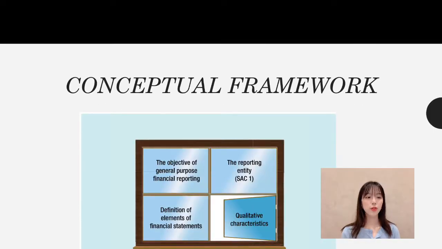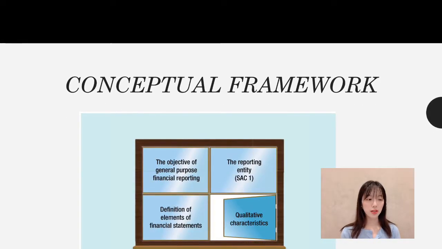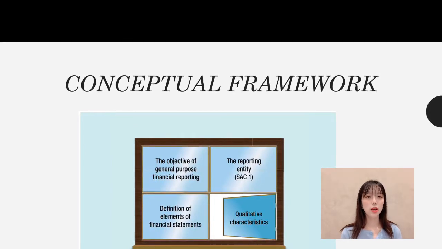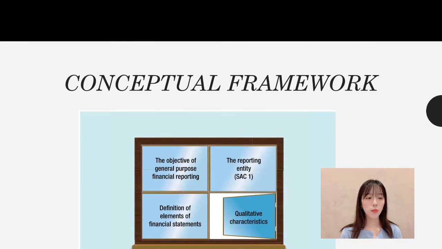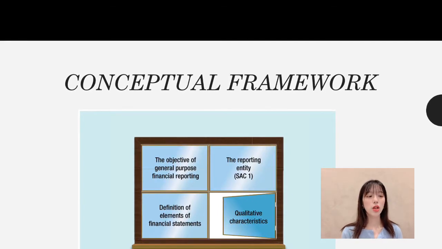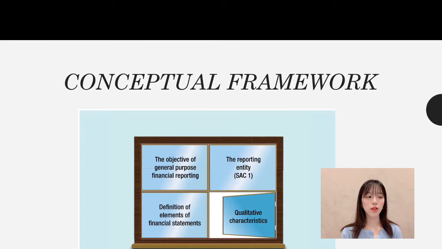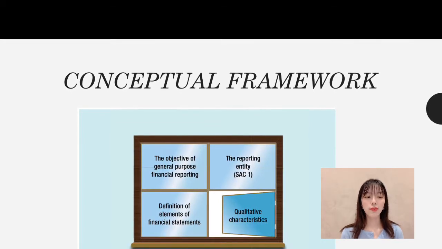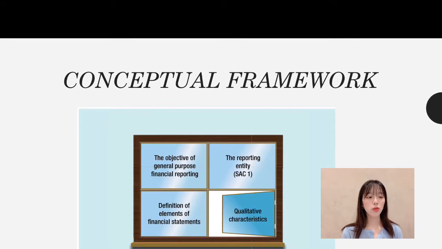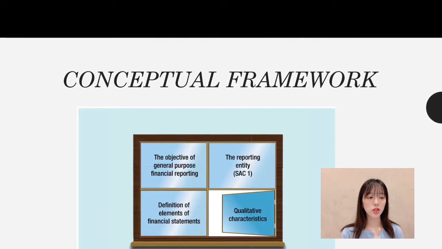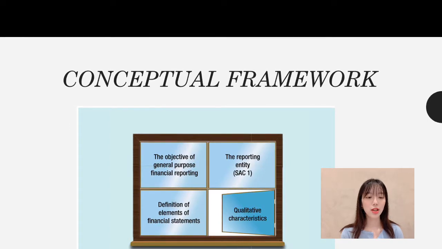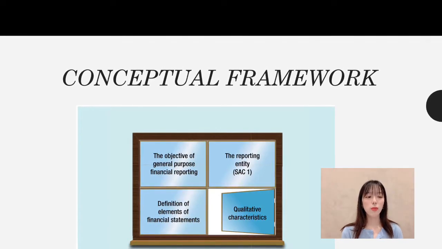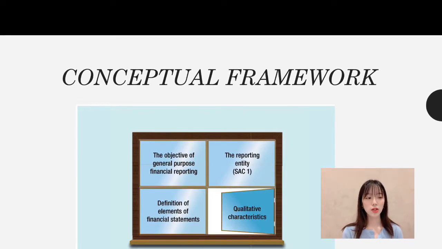The conceptual framework that has been developed to date consists of 4 sections. The objective of general-purpose financial reporting forms the foundation of the conceptual framework. It is to provide financial information about the reporting entity to the resource providers that is useful in making decisions about providing resources to the entity.